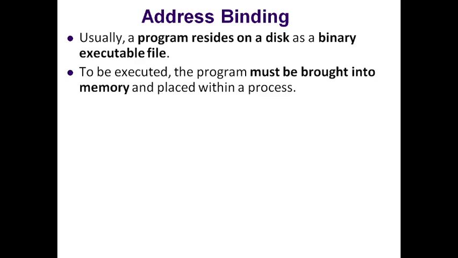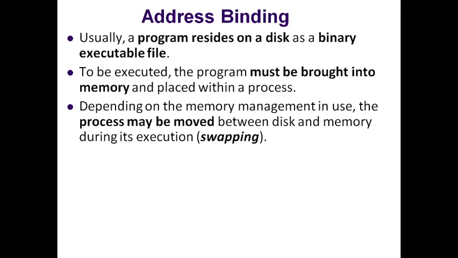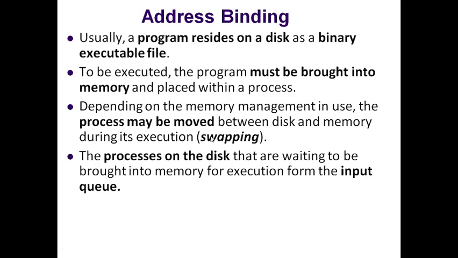So it must be brought into main memory and placed within a process. And depending on the memory management, the process may be moved between disk and memory during execution. We have seen that there is a possibility called swapping. Even after a process has been successfully moved from disk into main memory, for some reason it may be moved back into the disk temporarily. That is called swapping, and swapping may happen for any process.